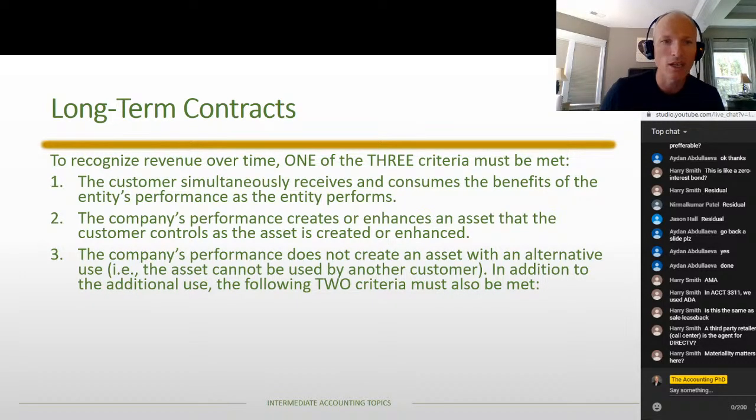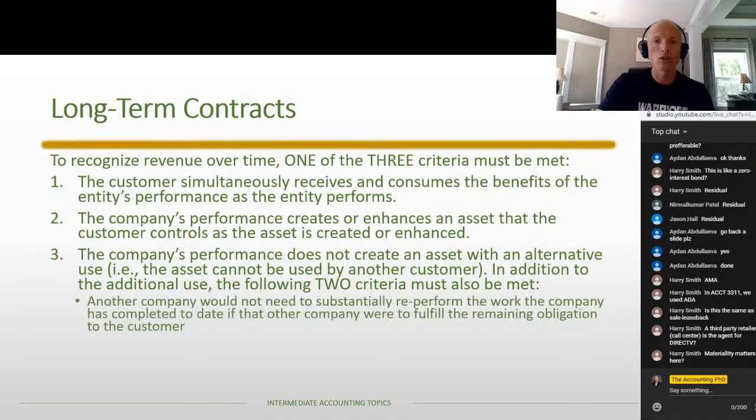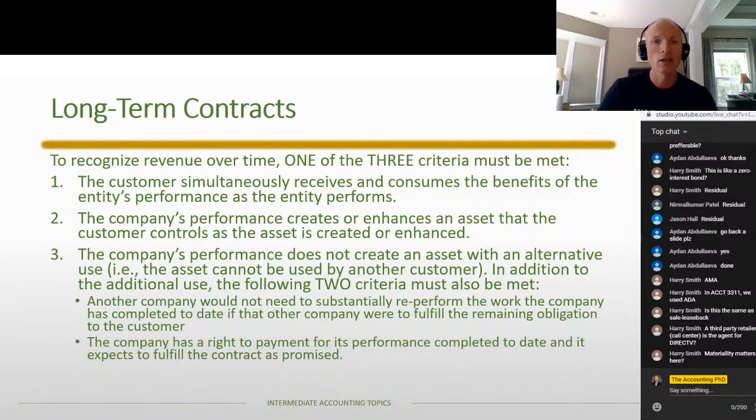And so it has to be the situation where I'm performing and I'm not creating an asset with some other use. In other words, I'm not creating an asset that I can sell to somebody else. If I'm in this situation, then what? Then also two things. Another company would not need to substantially reperform the work that I've completed to date. And secondly, I have to have a right to payment for what I've done.